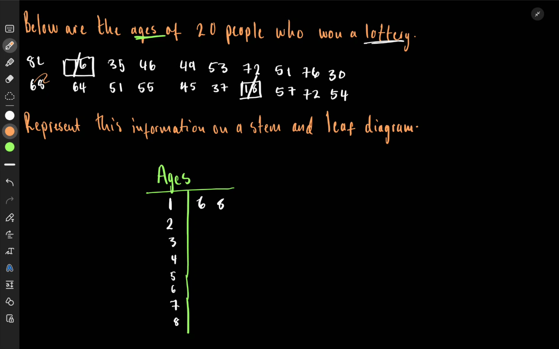Which 20s do I have? Do I have 20s? No, 0. So I leave it empty, right? I go to 30s. Do I have 30s? Here I have 30 itself. I have 37 here. Nothing else. So I have 3. Okay, great.